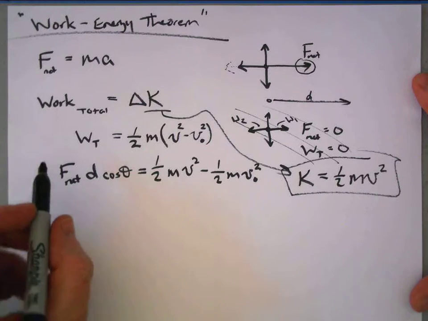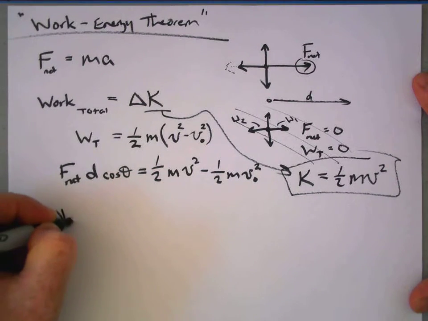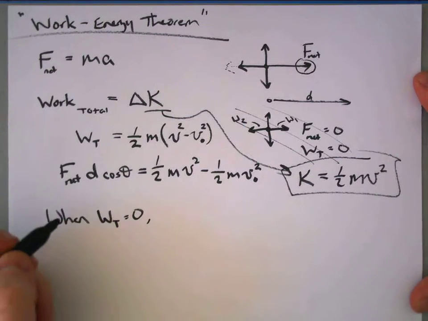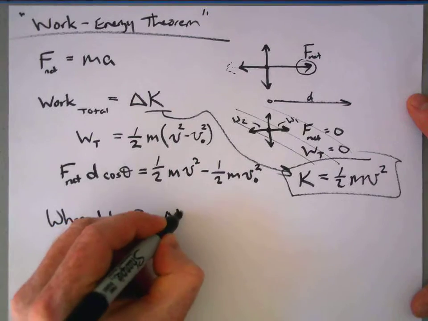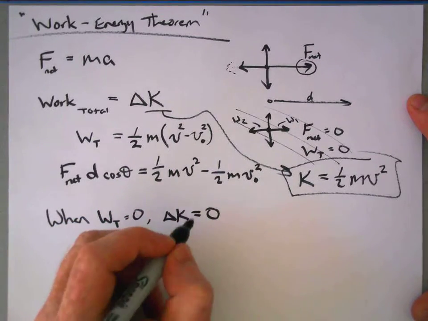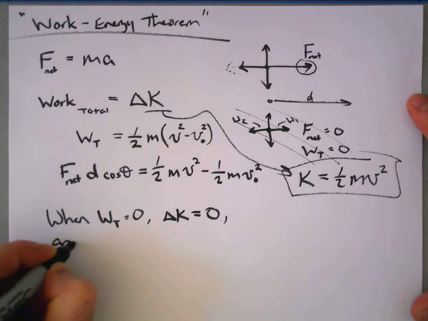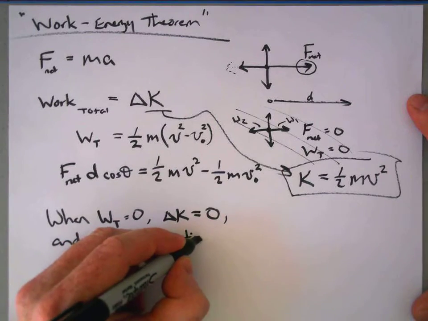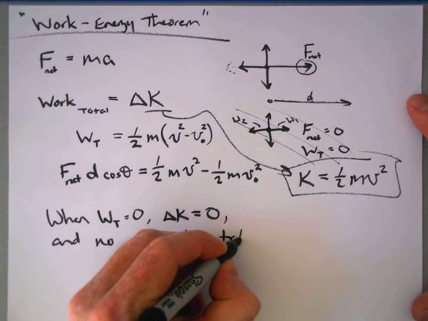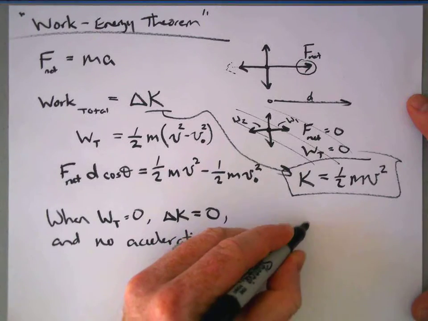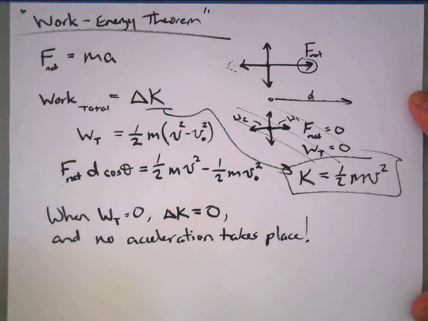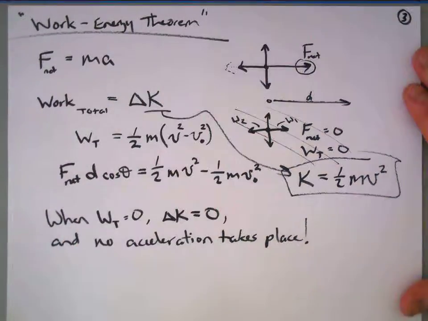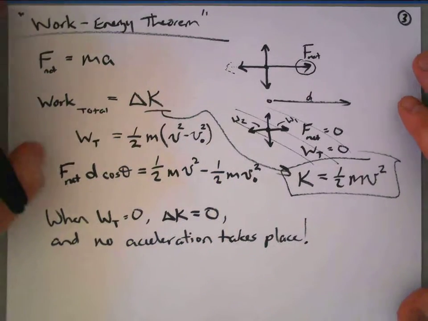And consider this. When total work is 0, what do we see? Well, we see that the change in kinetic energy is 0, and no acceleration takes place. So the object will either continue at its current velocity or will remain at rest, depending on what it's doing. So there's our work energy theorem in a nutshell.